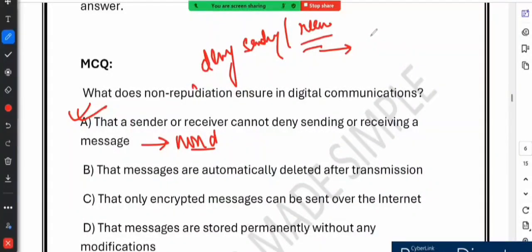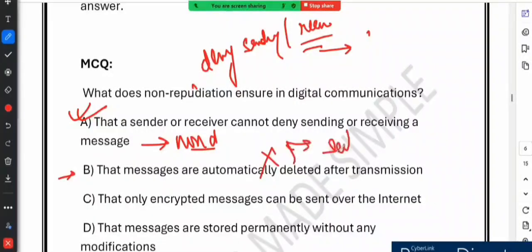For example, imagine you send an email with a digital signature. Later you cannot say I never sent this email, because the digital signature proves that you sent it. That is called non-repudiation. What about option B, that messages are automatically deleted after transmission? This is wrong because it describes a self-destructing message.